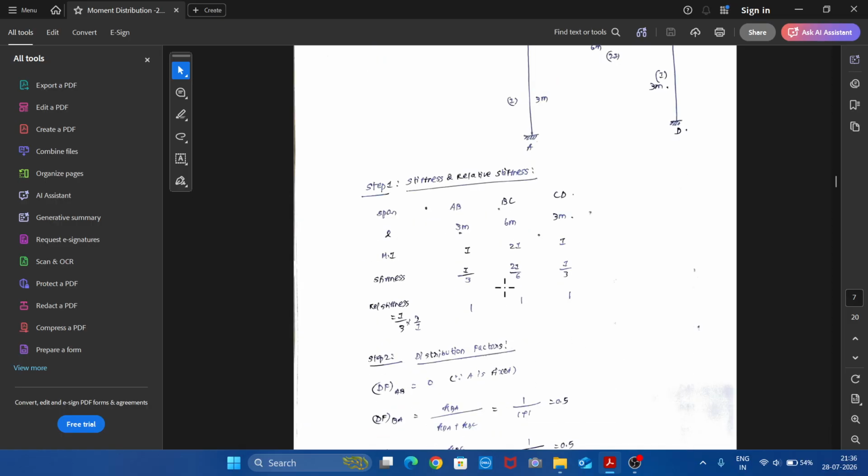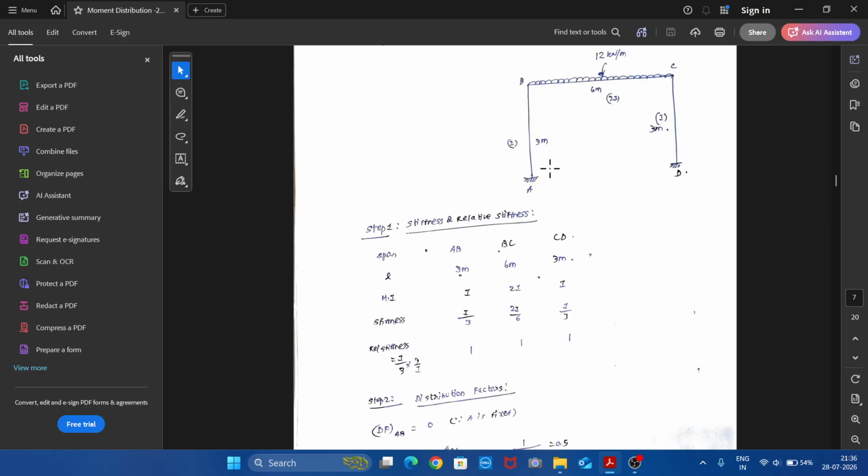Then step 2, distribution factors. Distribution factor for AB, DF AB equal to 0 since A is fixed. Then distribution factor for BA will be equal to stiffness of this member divided by the sum of stiffness of members meeting at the joint B. So KBA divided by KBA plus KBC will be the distribution factor for BA. Then distribution factor for BC will be KBC divided by KBA plus KBC.